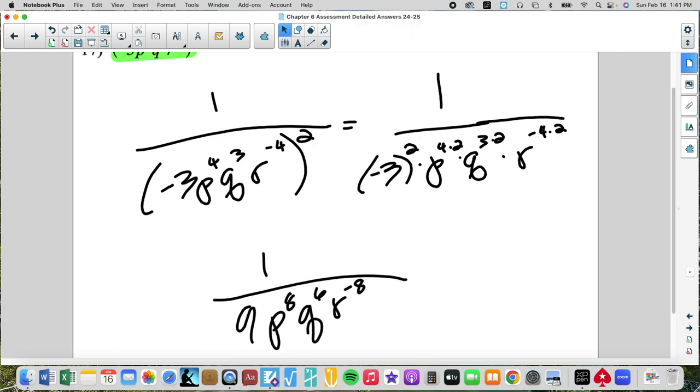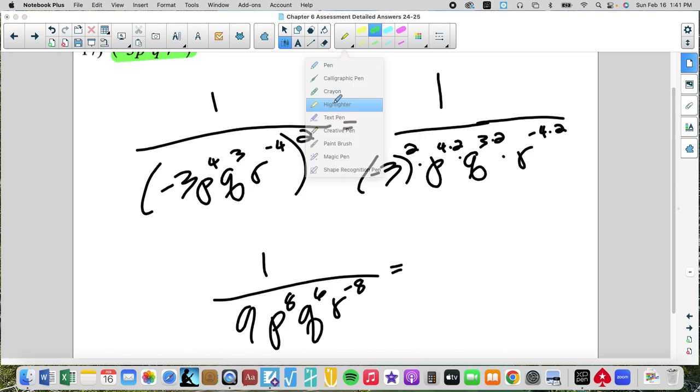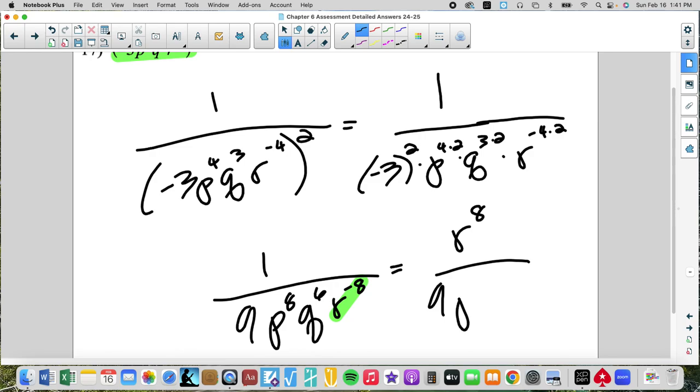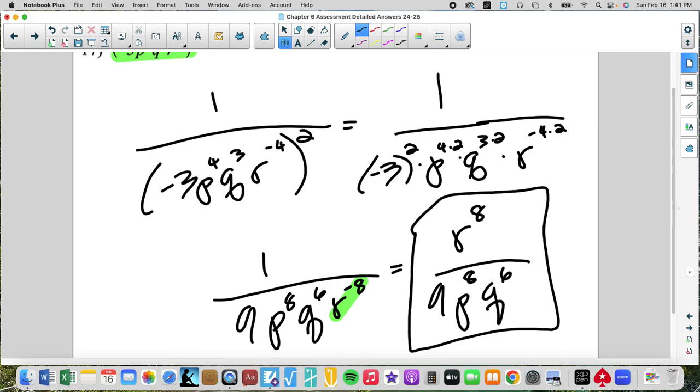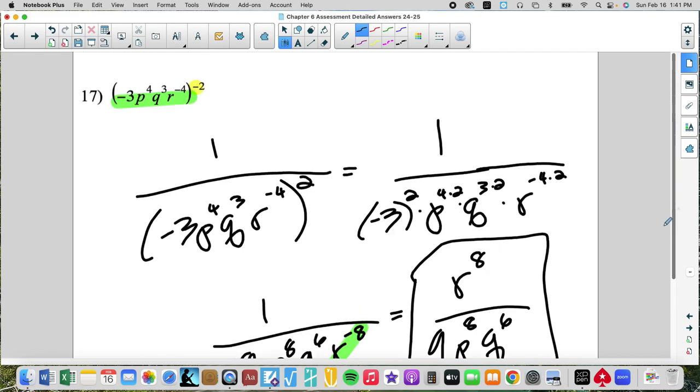And the only thing I need to deal with is the r to the -8th because I can't have a negative exponent in my final answer. So that would need to move, and that would go up to the top. And I get r to the 8th over 9 p to the 8th q to the 6th. Same exact answer. I just dealt with the negative earlier than later.